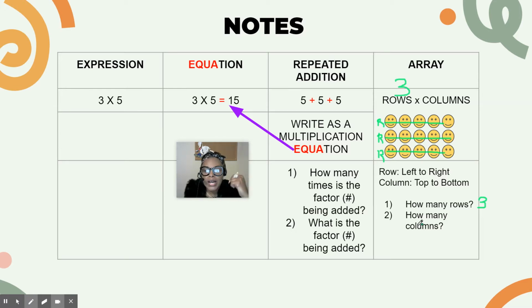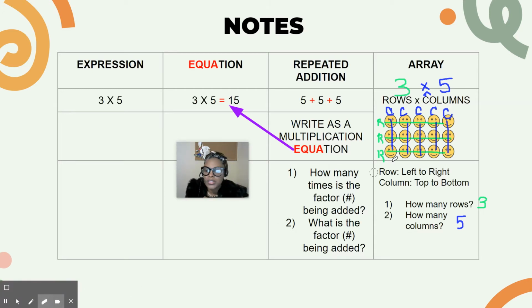Now, how many columns? How many from top to bottom? I'm going to change my color really quickly. So let's count from top to bottom. I have 1, 2, 3, 4, 5. I have 5 columns. And your columns is always your second factor. So I'm going to put 5 here, and place that in my expression. So the expression is 3 times 5, okay? Row times column.